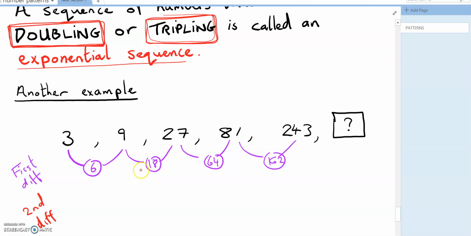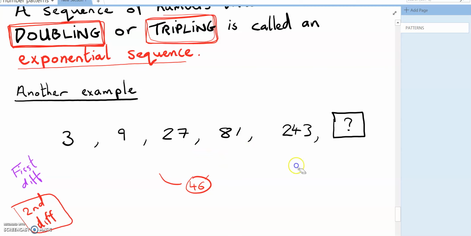Now let's do the second difference in red. That's the difference, remember, between the differences. So 6 to 18, that's going up by 12. 18 to 54, that's going up by 36. No, it's not quadratic. Because if it was quadratic, the second differences would be the same. And they're not either. So we're going to need to rub out all of that. That's all meaningless.